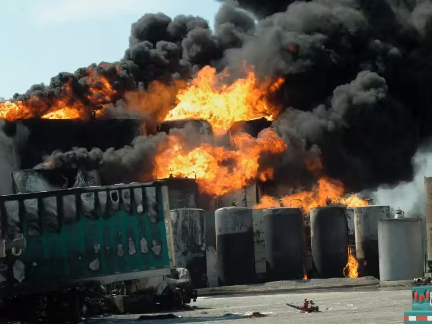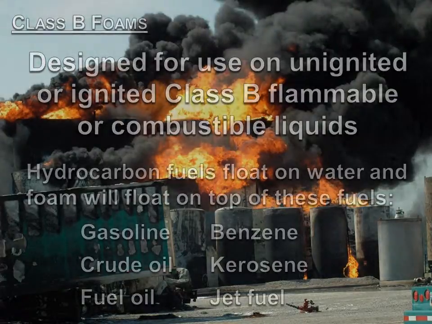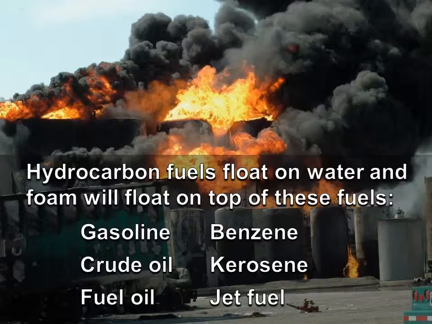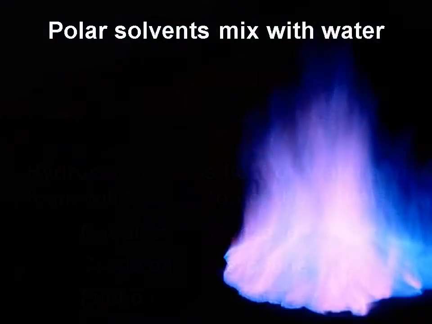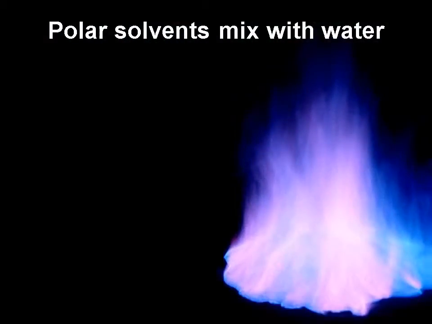Class B, designed for use on unignited or ignited Class B flammable or combustible liquids. Hydrocarbon fuels float on water, and foam will float on top of these fuels. Gasoline, crude oil, fuel oil, jet fuel, kerosene, and benzene are just some of the fuels you can use your Class B on. Polar solvents mix with water. Firefighting foam must be alcohol resistant to be effective on these liquids. This is your alcohol, acetone, lacquer thinner, acids, ether.